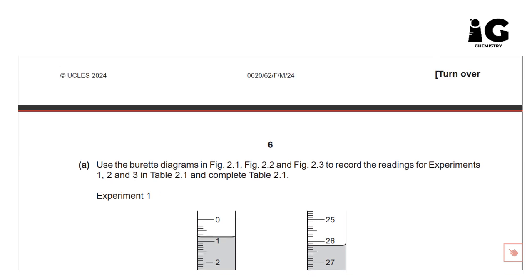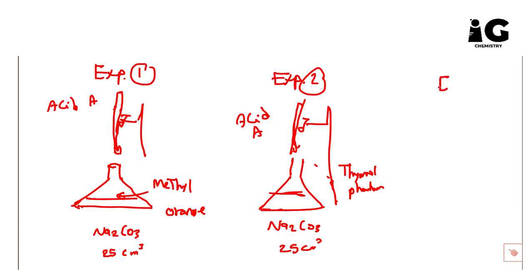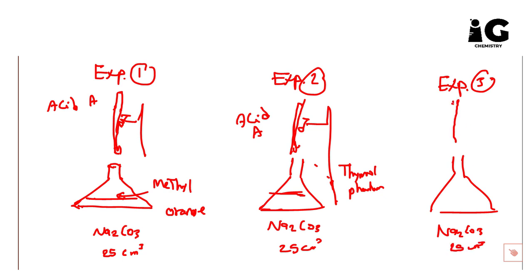So before starting, we need to draw, this is experiment three, to see what happens. So we have a conical flask again, Na2CO3, this is aqueous 25 cm³, the burette standing quickly, and then we have here again, because it said repeat experiment one, the indicator here was methyl orange, okay, and here the acid is, he said, this is acid B.